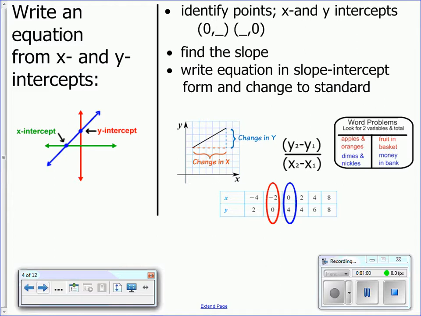So to write it from x and y-intercepts, we identify our points, our x-intercept and our y-intercept. Then we use those to find the slope. We write it in slope-intercept form and then change it to standard form.